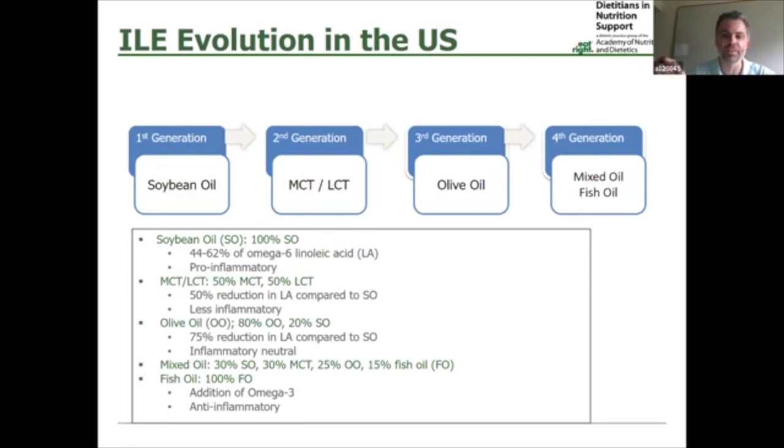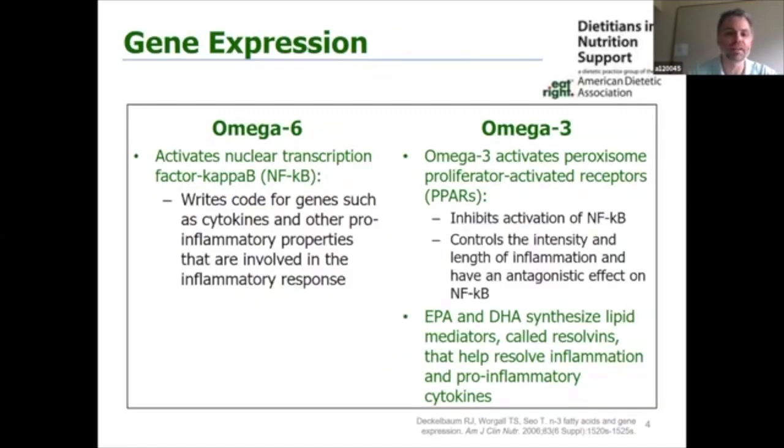to where there are 2 types of lipids in the fourth generation. There's a mixed oil and a fish oil. The mixed oil has MCT, LCT, olive oil and fish oil, and then the last one, fish oil, being only 100% fish oil. So in terms of what type of fatty acids, whether it's omega-6 and omega-3, they do have a different response on the gene expression of a person's at the membrane level.